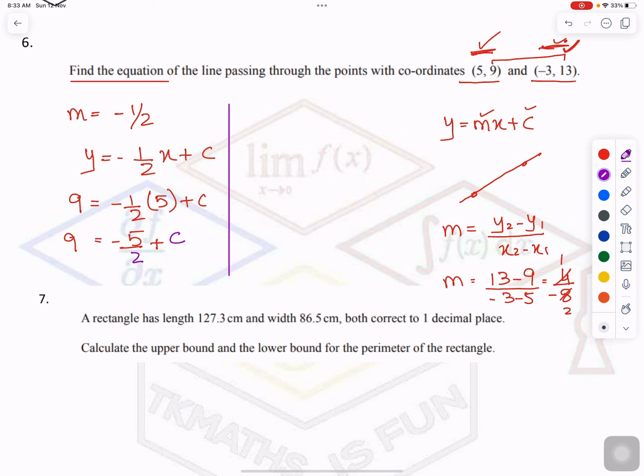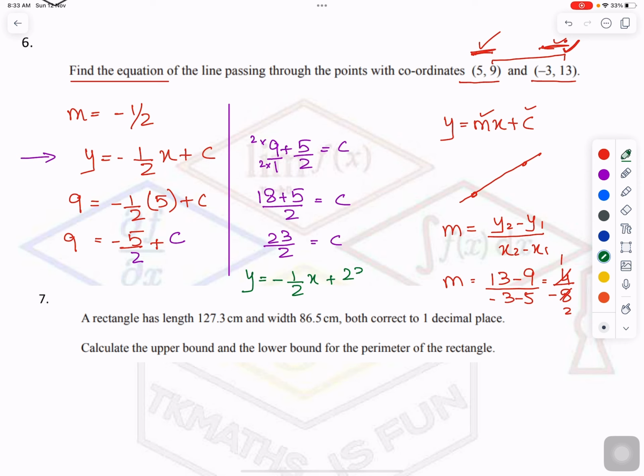So it will become 9 + 5/2 = c. And you know what this thing is equal to? If I take the LCM here, I can do it mentally also. I'm just telling you the background, the logic behind it. So it is (18 + 5) over 2 = c, which is equal to 23 upon 2. So this is my value of c. So in this equation, now I can write y = -1/2 x + 23/2.